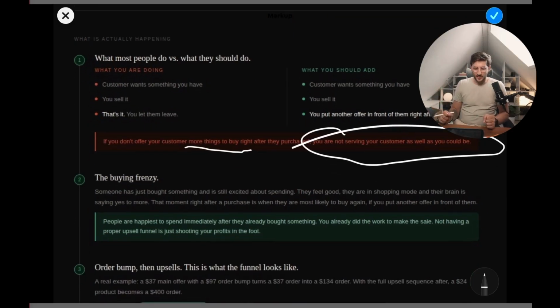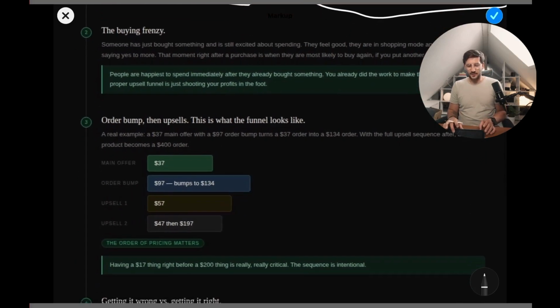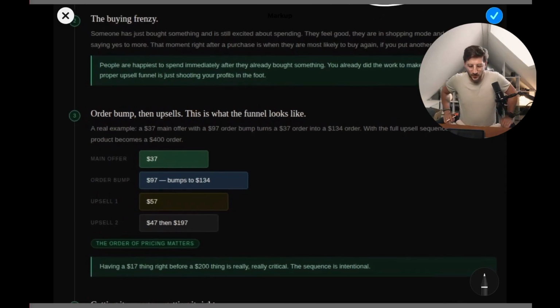Let's talk about the buying frenzy. Someone just bought something and is still excited about spending. Usually they feel good, they're in shopping mode, and their brain is saying yes to more. That moment right after the purchase is when they are most likely to buy again, if you put another offer in front of them, as I said. So how do we do this? It's exactly what I'm doing, so you can implement it yourself. We're going to run through it firstly so you have an idea of how it looks, and then I'm going to tell you how I do it.